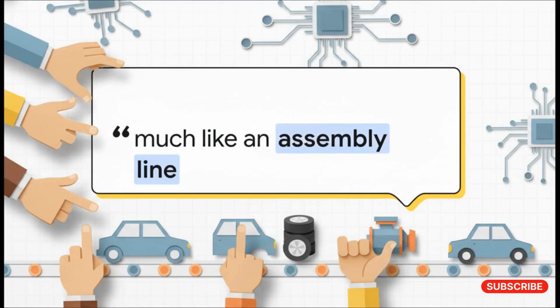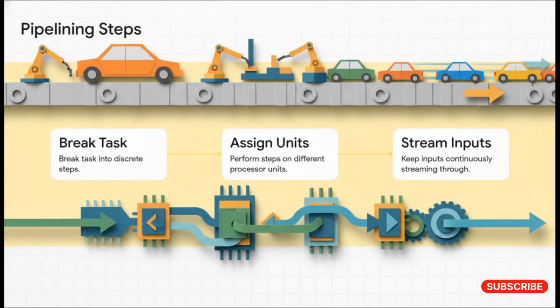To really wrap our heads around how processors handle these tasks so efficiently, think about an industrial assembly line. You wouldn't have one single engineer build a car from scratch, right? You pass it down the line. Well, parallel computing operates on that exact same logic. And that brings us to pipelining.